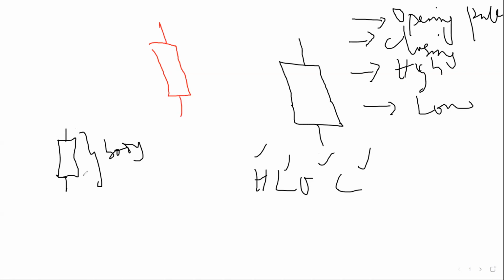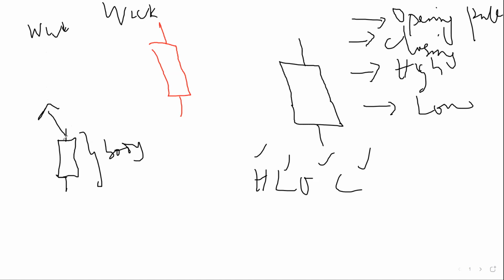From here to here, this is the body. Why are these ones called the shadow or the wick? Just like a candle has a wick, the place where we light it up. That's the wick, or the shadow of the candle. This one is what we call the upper shadow or the upper wick.